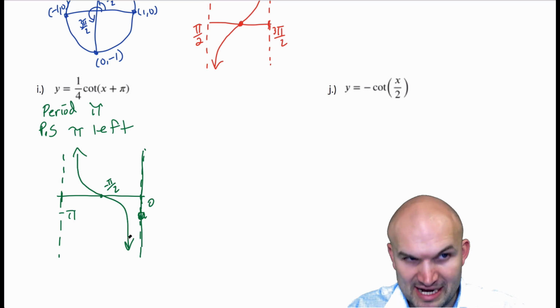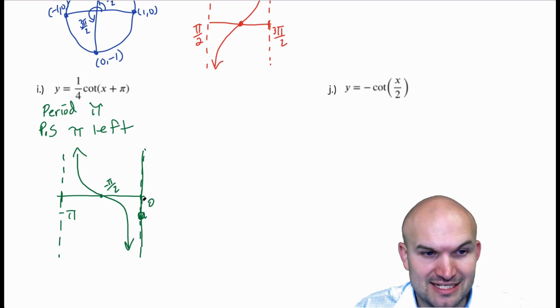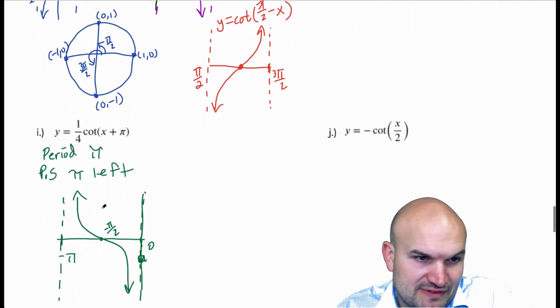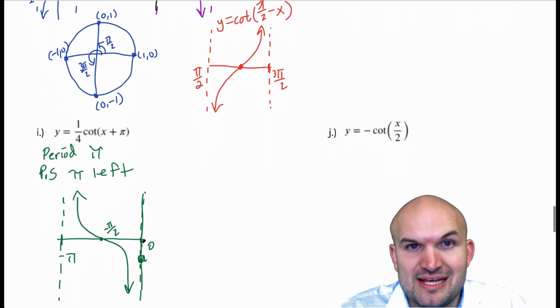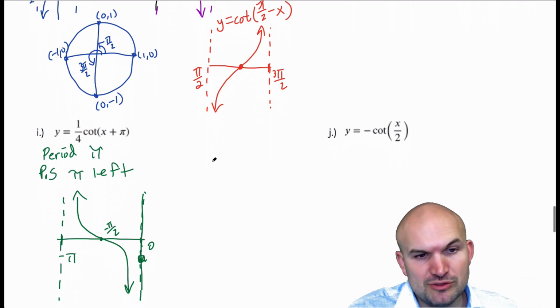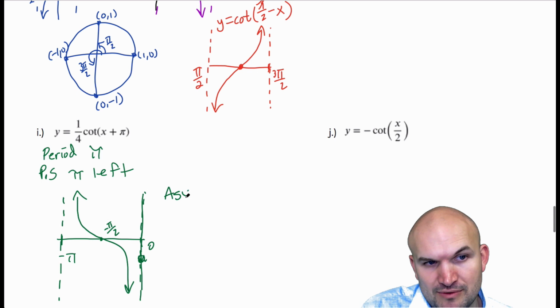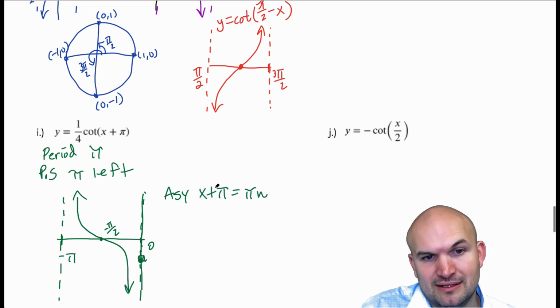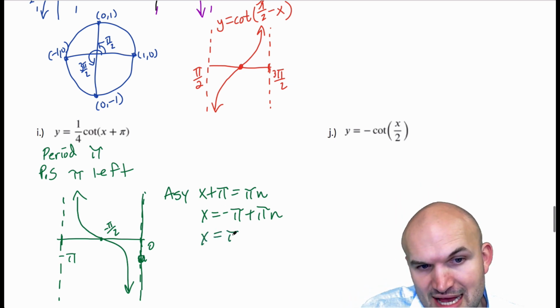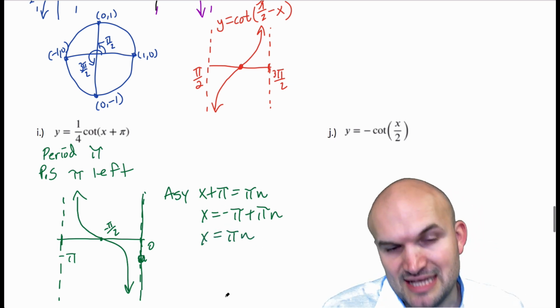So as far as finding the range, the original parent graph had asymptotes starting at 0 and then going to pi. Just because I shift this over pi units to the left, it's still going to have the same equation of the asymptotes because I'm just adding pi to it. So you can do what we did before and set x plus pi equal to pi n. Now when you solve for x, you get x equals negative pi plus pi n. But what you notice is that's still going to give you the exact same asymptote equations as pi n. So you can just leave this as a simplified answer.